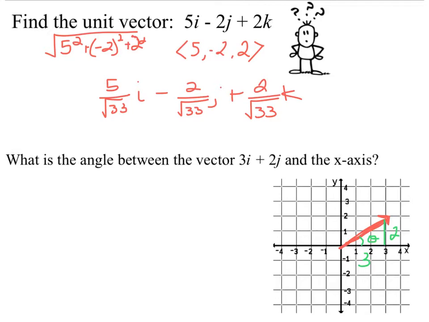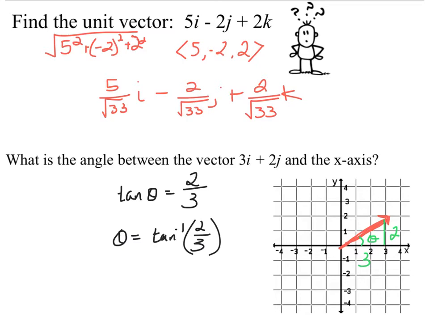Okay. So if I'm looking for the angle, I could definitely use tangent, because I know the opposite and adjacent sides. And I could say, well, the tangent of theta is equal to opposite over adjacent. So theta must be equal to the inverse tangent of 2/3. And you could type that in and solve it.